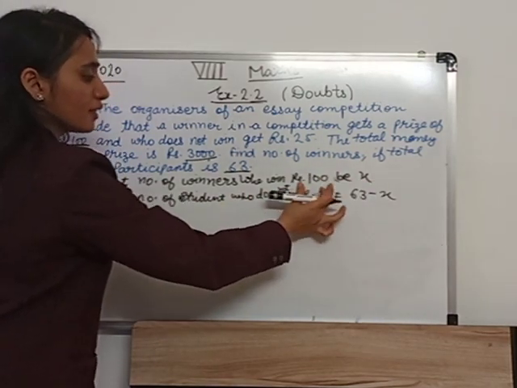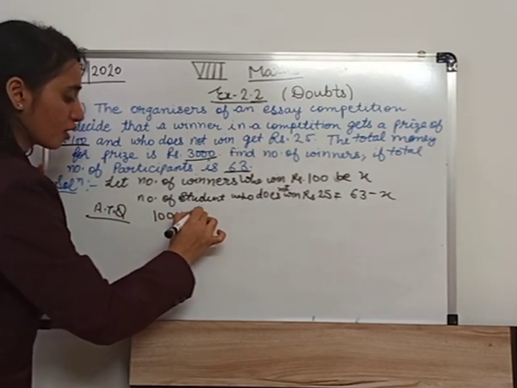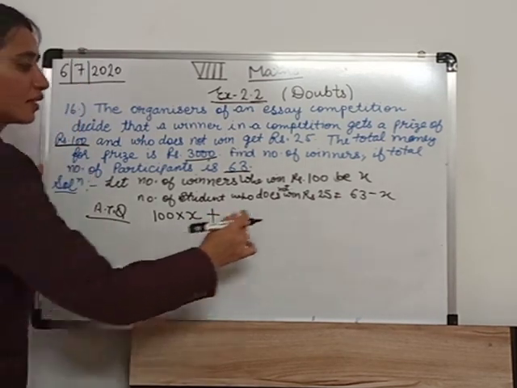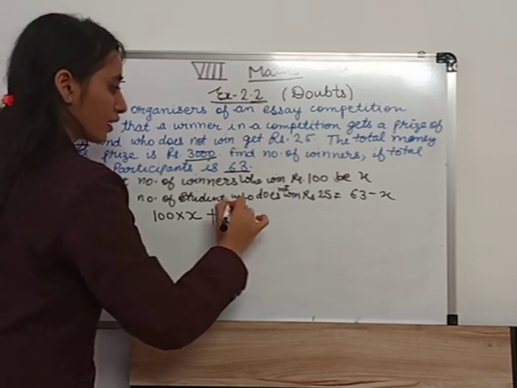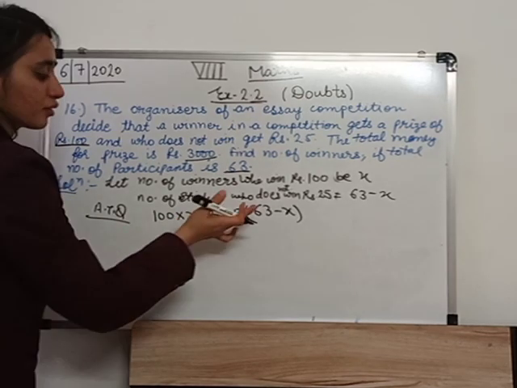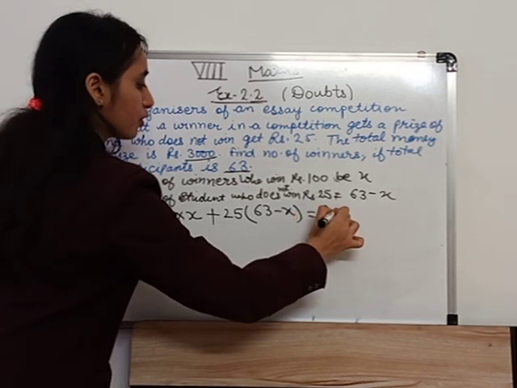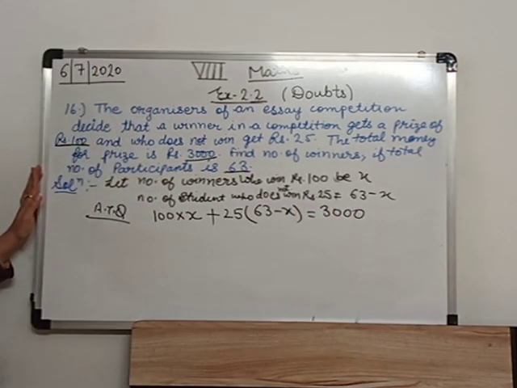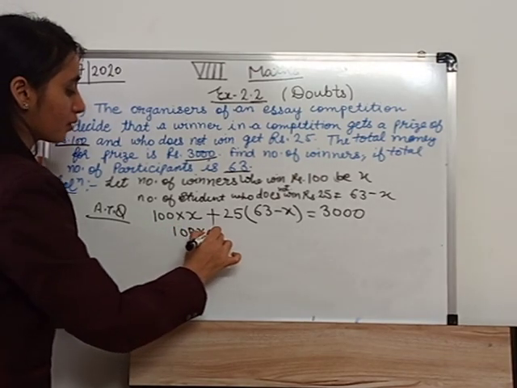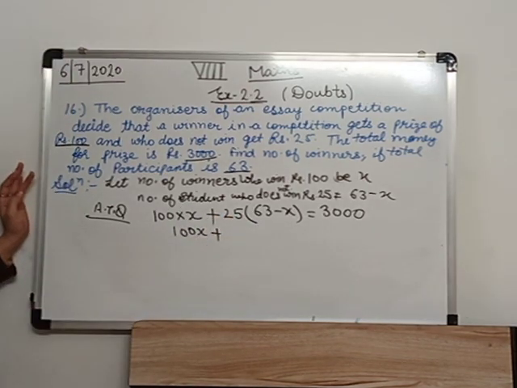Means x number of students get 100 rupees. How can we find it? 100 into x. Means total money is 100 into x, multiplying by the number of students, plus 25 rupees received by 63 minus x students. Now add these and equate to the total prize money, that is 3000. Understood? Now calculate these. 100x plus, when you multiply 25 by 63, what do we get?